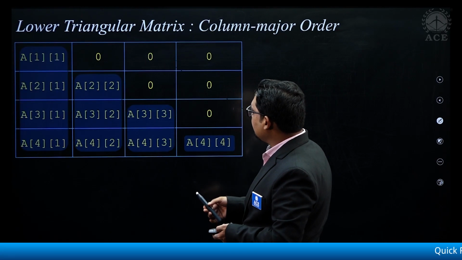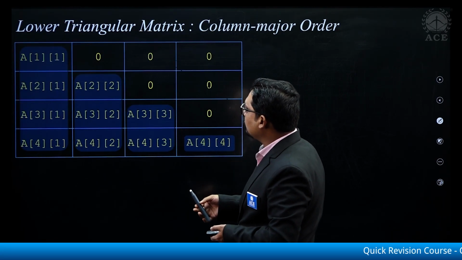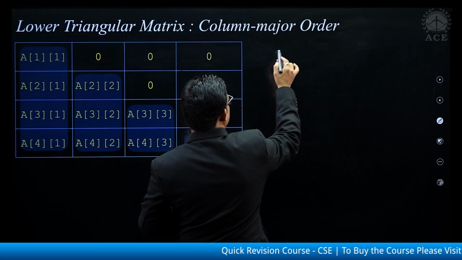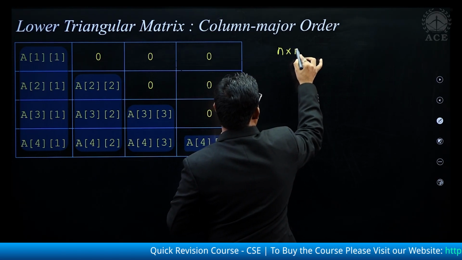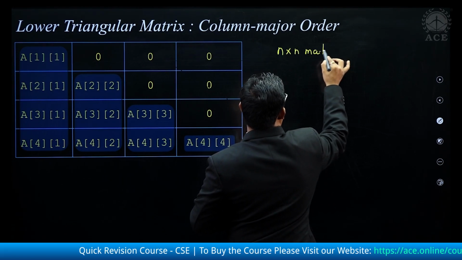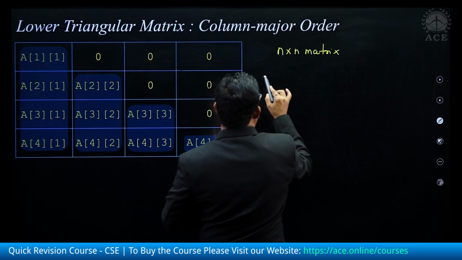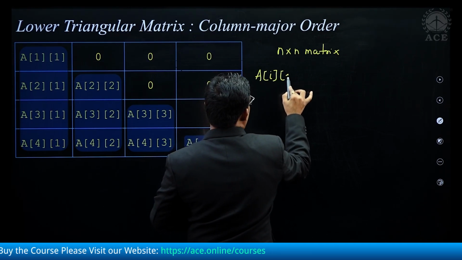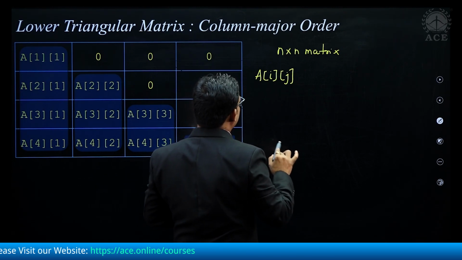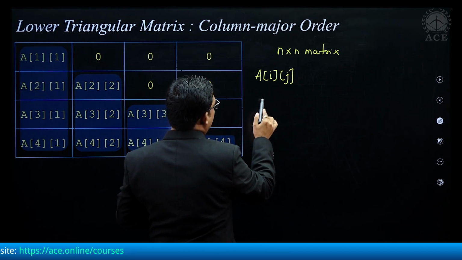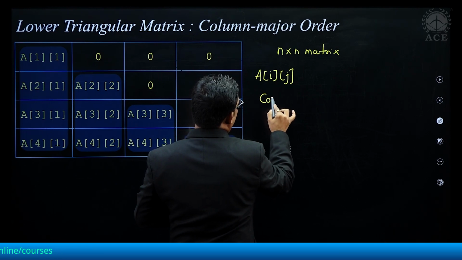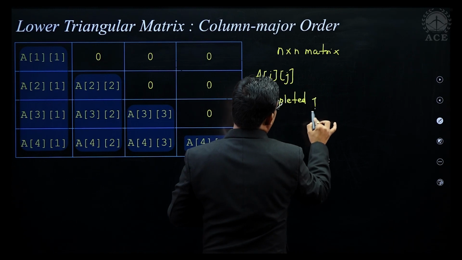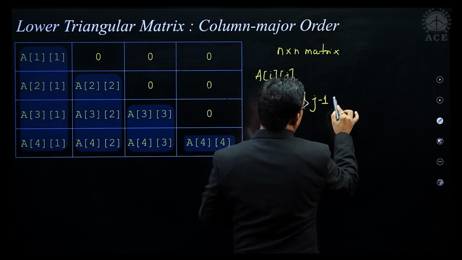So this is something that we are going to solve here: the lower triangular matrix, and suppose this is an n cross n matrix, and we want to calculate the address of A of ith row and jth column. Now, in the ith row and jth column, we have already completed j minus 1 columns.